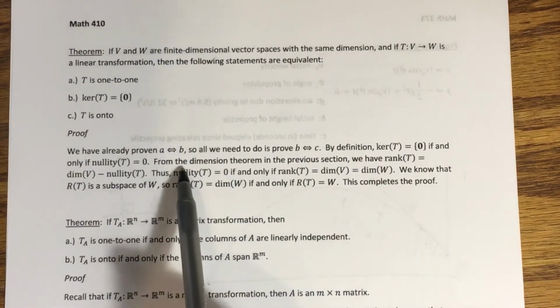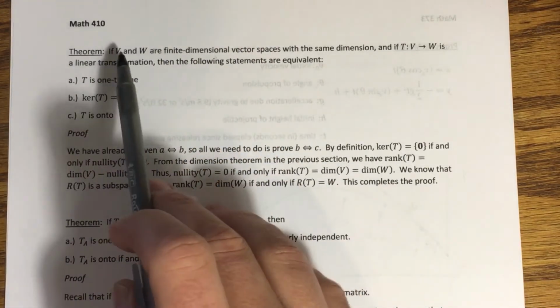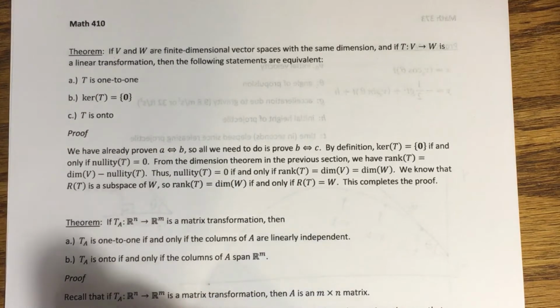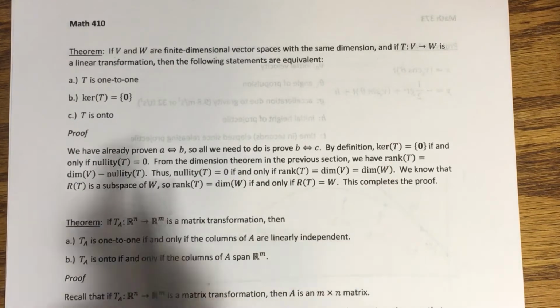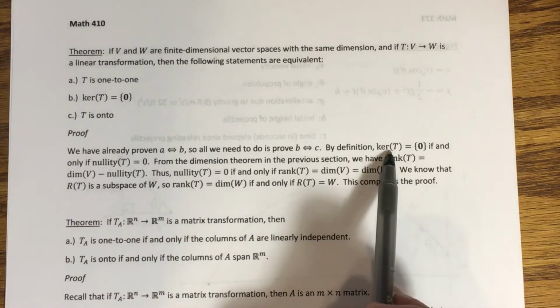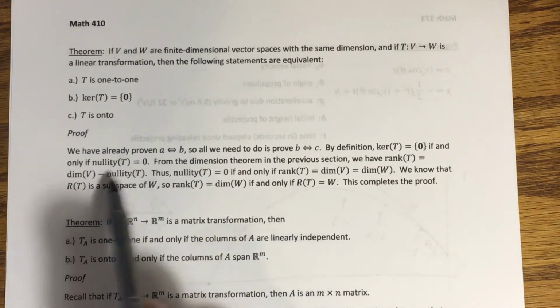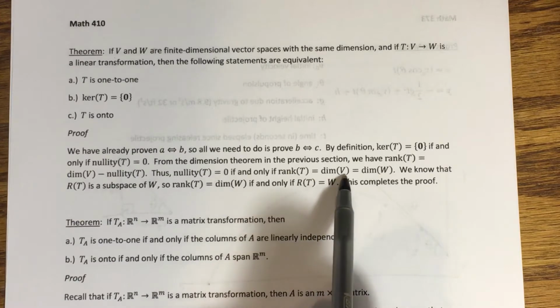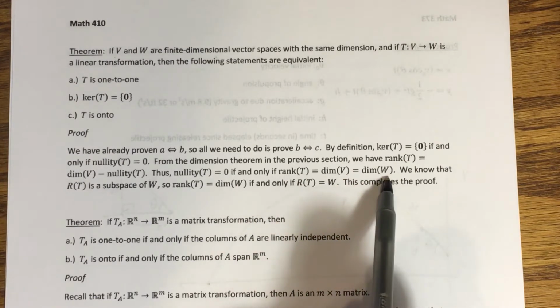Okay? Now, we established in the dimension theorem in the last section that the dimension of V, our domain for our linear transformation, is equal to the rank of T plus the nullity of T. Or, solving for rank, the rank of T is equal to the dimension of V minus the nullity of T. But because the kernel being equal to the set containing the zero vector implies that the nullity of T is 0, this would just mean that the rank of T is equal to the dimension of V. However, we assumed at the beginning that the dimension of V is the same as the dimension of W. So now, another way of saying this is that the rank of T equals the dimension of W.